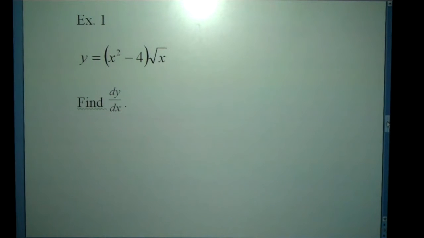All right. For example 1, we've got the function y equals x squared minus 4 times the square root of x. We want to find the derivative of y in terms of x. It'll help here if you label your u and your v, the two parts that are being multiplied. Find the derivative of each of those individually and then start putting it into your formula. Maybe take about 5 or 6 minutes on this one. You can pause the video now.